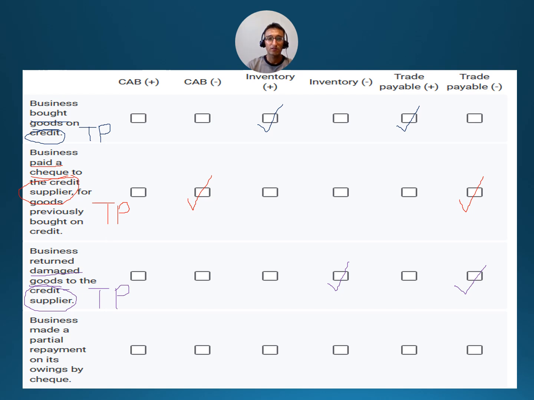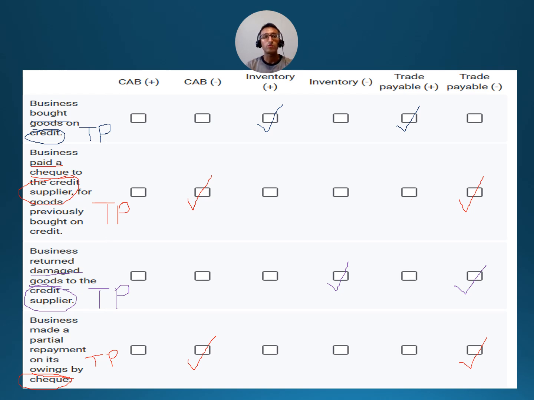Okay, final transaction on this page. In this example here, the business made a partial repayment on its owings. They didn't mention exactly the word supplier, but we know by now that there is a payment to the supplier. Therefore, the owing to the supplier should go down because the business is paying the supplier. Since the payment is made by check, the business's cash at bank account will also decrease in this example.